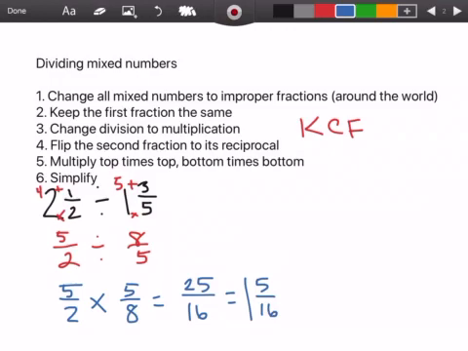So 2 1/2 divided by 1 3/5 ends up being 1 5/16. All right, please copy the steps and our example into your spiral.